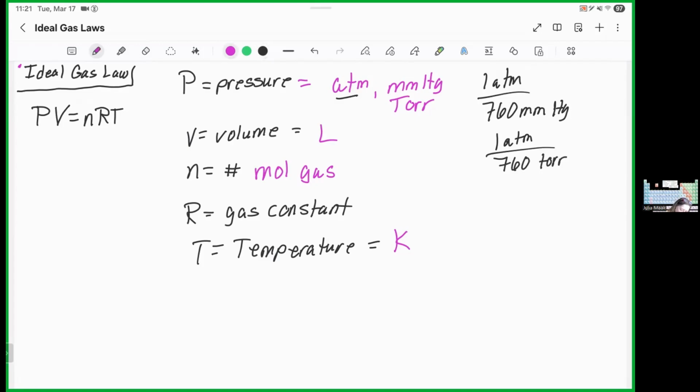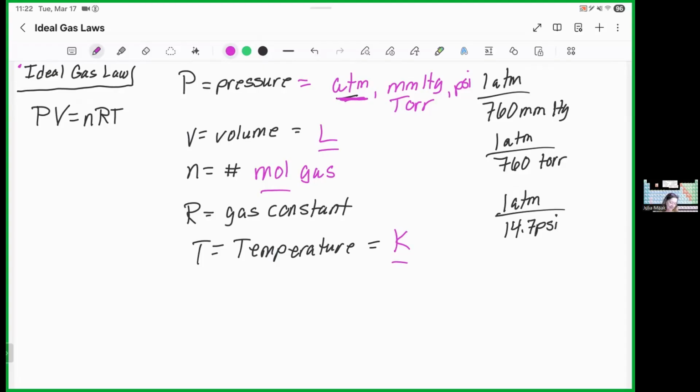Okay, there's another unit you might use, which is PSI, pounds per square inch. If you're filling the tires in your car, that measurement of pressure unit is PSI. And the conversion for that is that 1 ATM is 14.7 PSI. Okay, so those are your units for pressure. So pressure, we're typically going to be in ATM. You'll have to convert to ATM if you're not in ATM. Liters, moles of gas, and K.